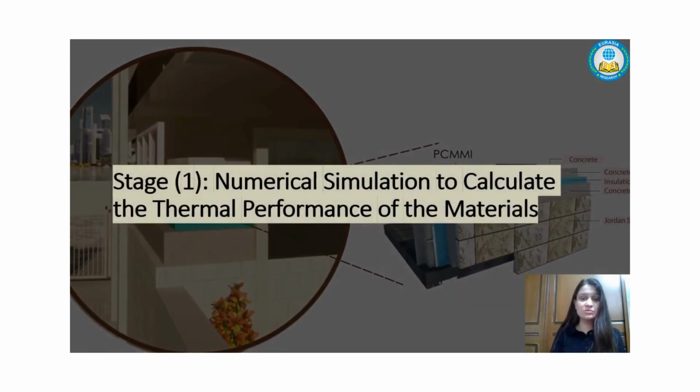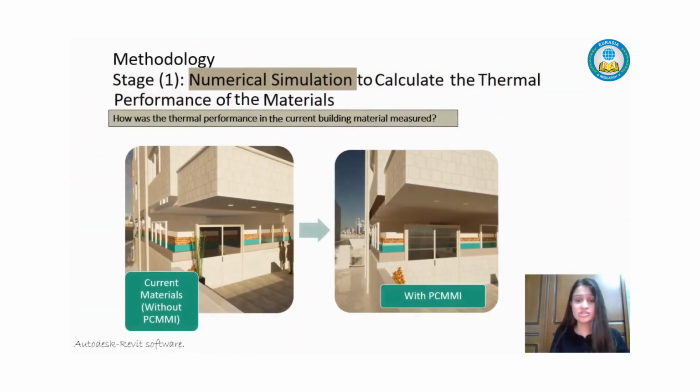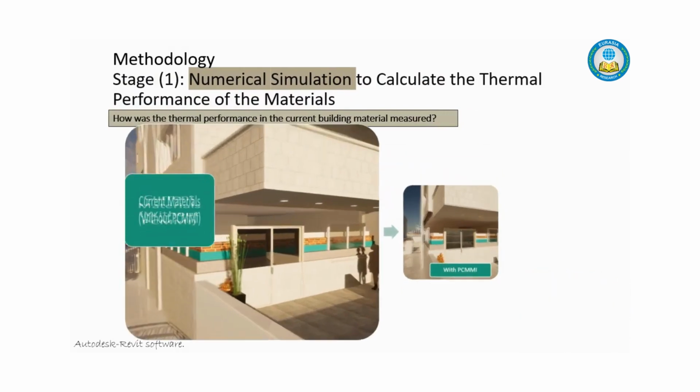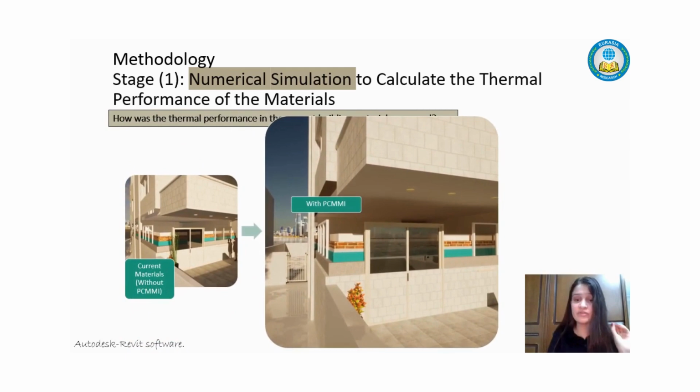with my first stage, which is a numerical simulation to calculate the thermal performance of the materials. What is a numerical simulation? It is that I simulated the residential building that I've said before, once with its current materials, without the PCWMI, the layering of the envelope as it is now, and once with adding the layer of PCWMI into the envelope of the roof, the ground floor slab, and the exterior walls.